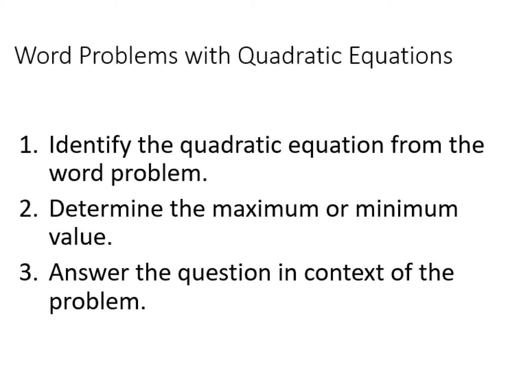Now we will review word problems with quadratic equations. First, you need to identify the quadratic equation from the word problem. Then you're going to determine either the maximum or minimum value. And if we think about it, the maximum of my quadratic graph would be the highest point, and the minimum of the quadratic, or the parabola, is the lowest point. So essentially, you're calculating where the vertex is.